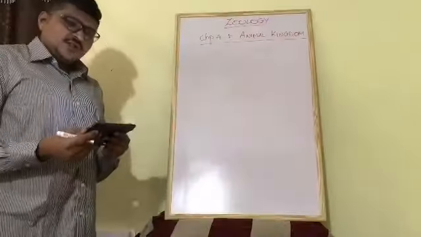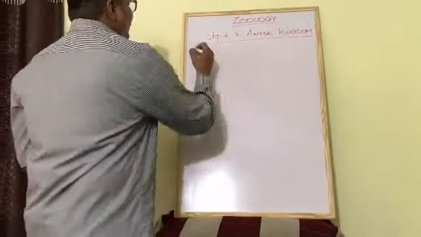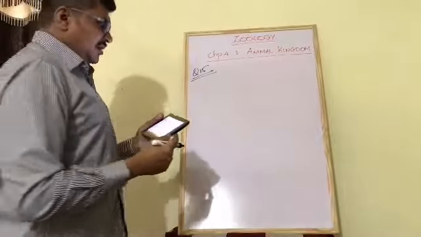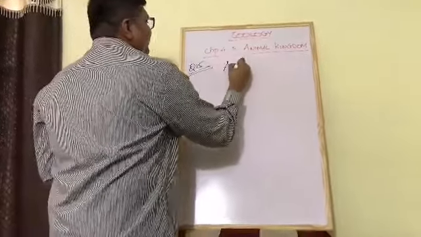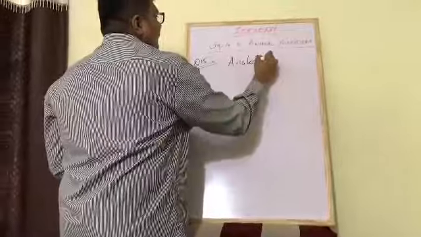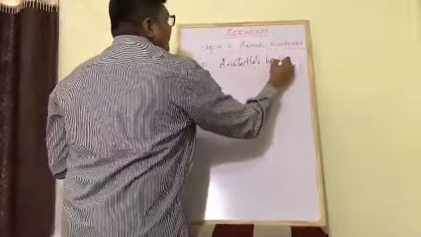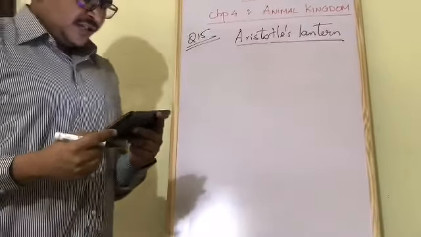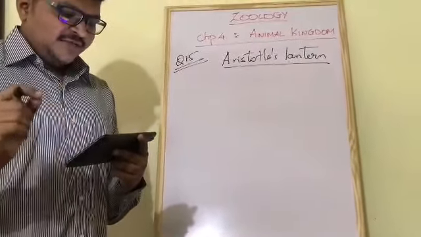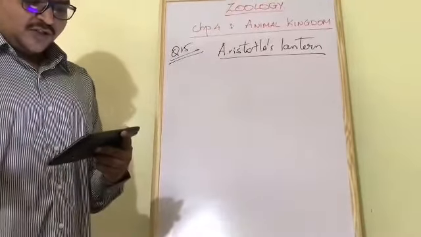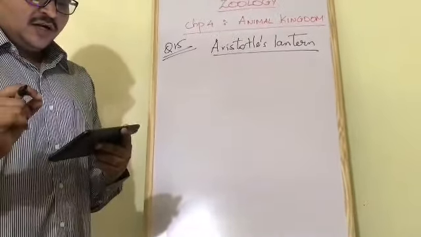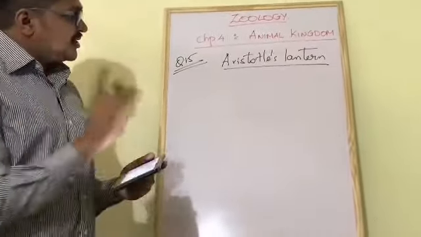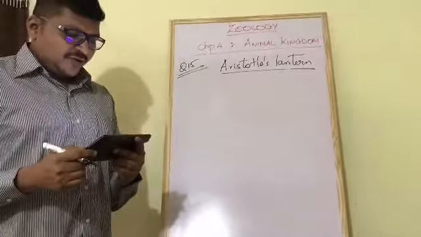Next question is question number 15, and if you look into your questionnaire, question number 15 is talking about Aristotle's lantern. So the question says Aristotle's lantern is found in. From the given 4 options, you need to select one option where Aristotle's lantern is present. So pretty much straightforward question.